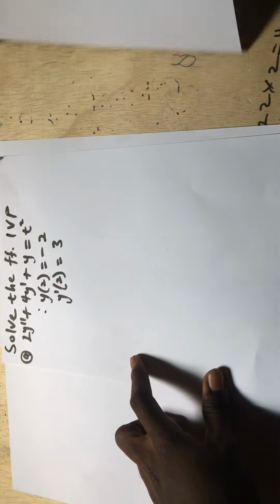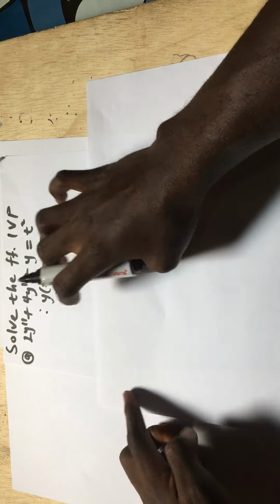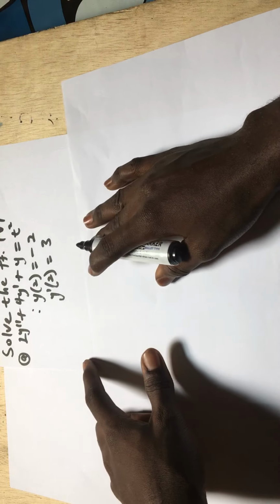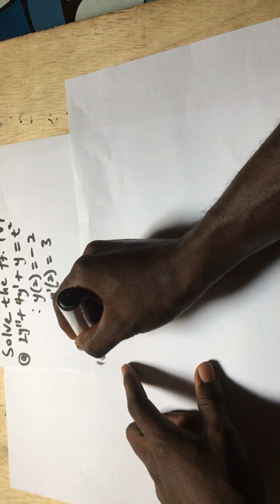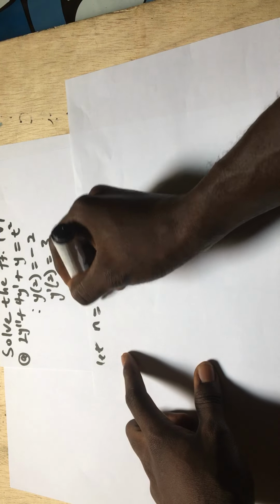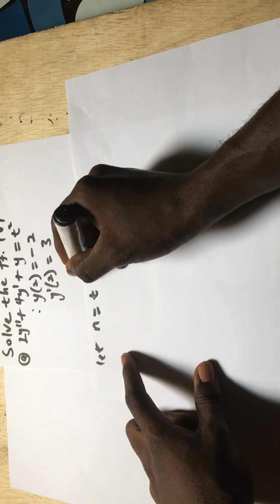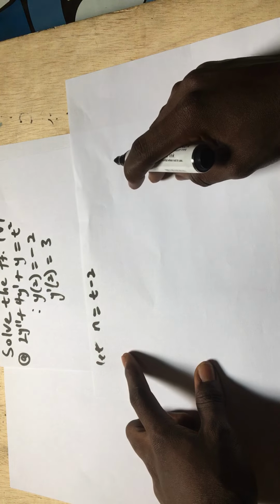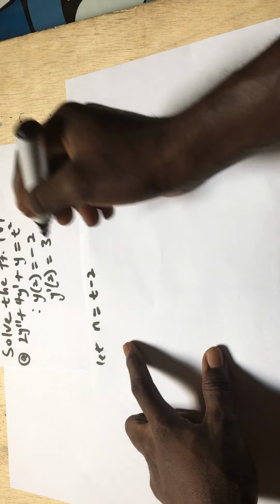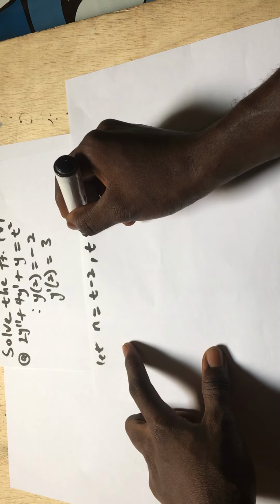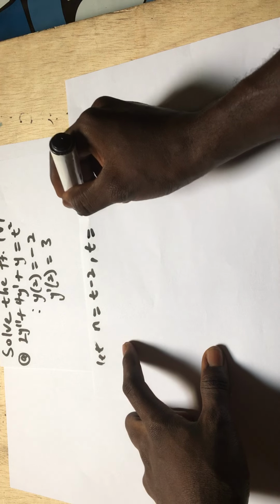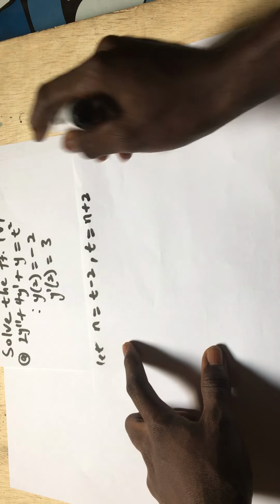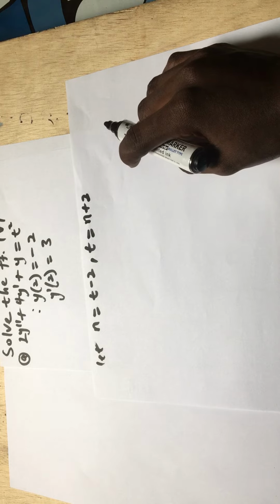So now we start by letting our n be equal to t minus 2. Are we okay? So here we can state that our t equal to n plus 2. Are we okay?